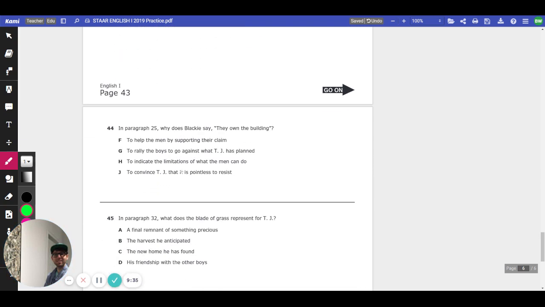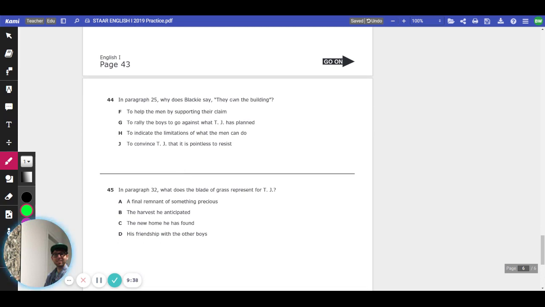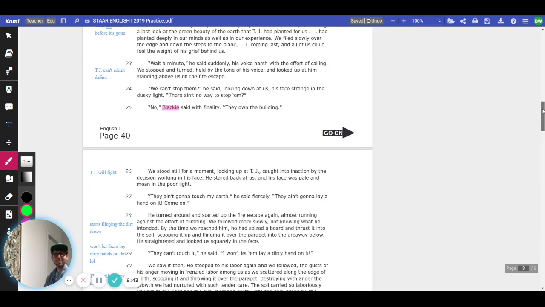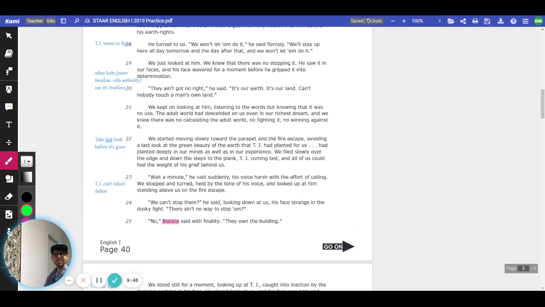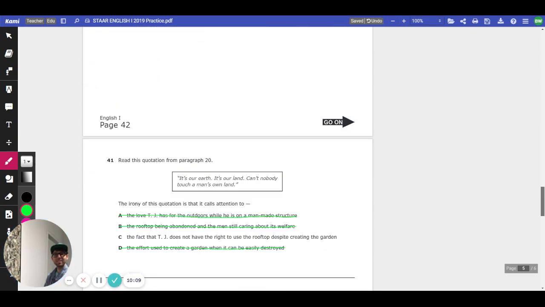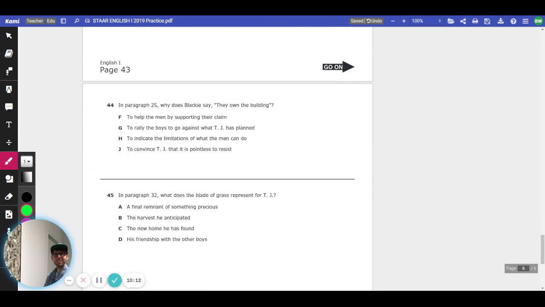So there we go. In paragraph 25, why does Blackie say they own the building? We go back up to that. Paragraph 25. I even put over here, the other kids who are more familiar with authority see this as fruitless, no pun intended. But they are familiar with authority figures shooting him down, right? So when Blackie says with finality, like this is the last word, they own the building, he's saying we can't do anything, right? So we go and look at our answers.